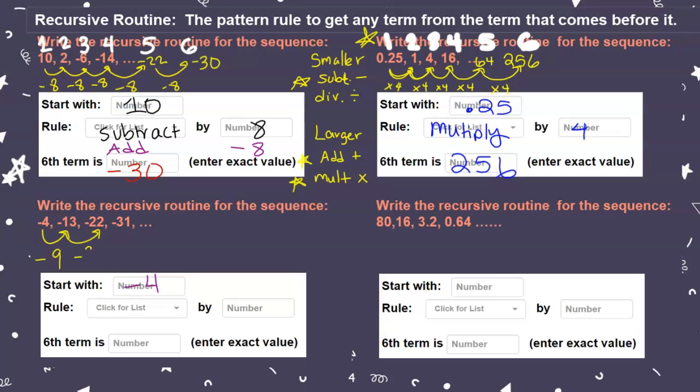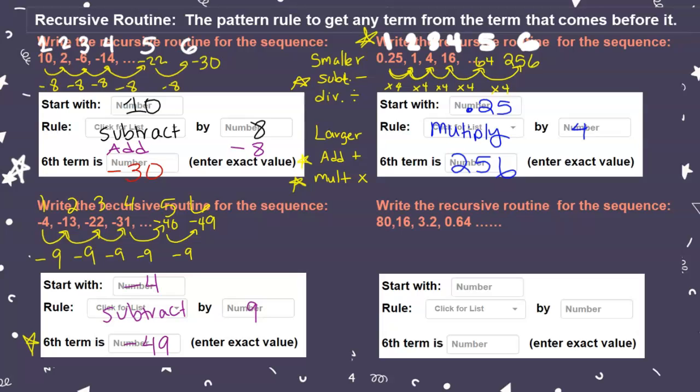Well, -13 subtract 9 is -22. -22 subtract 9 is -31. And we're going to need our sixth term again. So this is term 1, 2, 3, 4, 5, 6. So -31 subtract 9 is -40. And negative 40 subtract 9 is negative 49. So my rule is subtract 9 or add negative 9. It's the same thing. And the sixth term is negative 49.